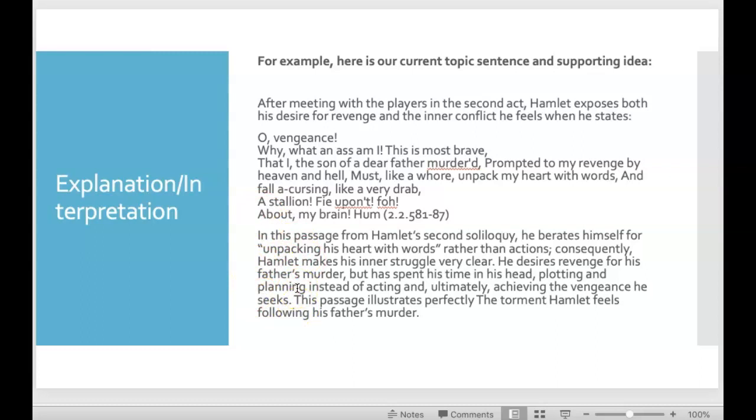Now, it's important to note that typically for a body paragraph, you're going to want 2 concrete examples. This passage would be 1 concrete example. So you would then go into a second concrete example where you might say, further on in the play, Hamlet says da da da da da, and this also, and then you would explain whatever that example is. I hope this has helped clear up for you what a body paragraph should entail, and if you have questions, let me know.